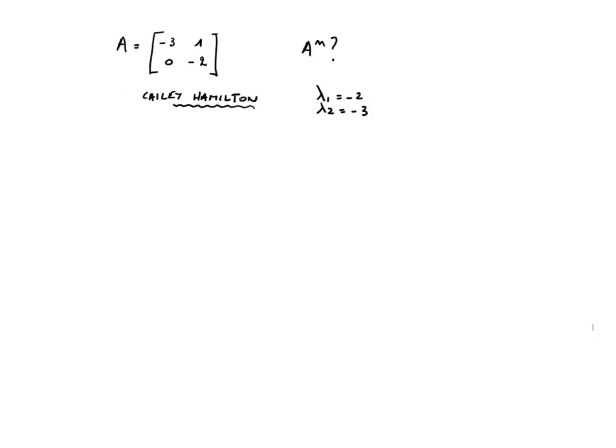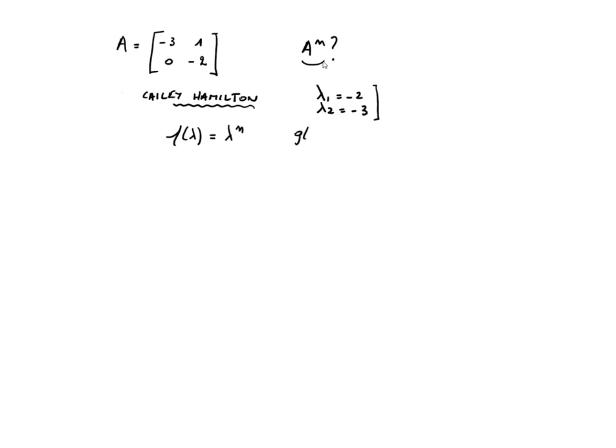So we can have a look at computing a power of a matrix. So here we'll compute A to the power n. We could have used also this diagonalization method, but here we'll use the Cayley-Hamilton method. We remember that the eigenvalues are -2 and -3. So what we'll do is use a function f of lambda, and now it will be lambda to the power n.